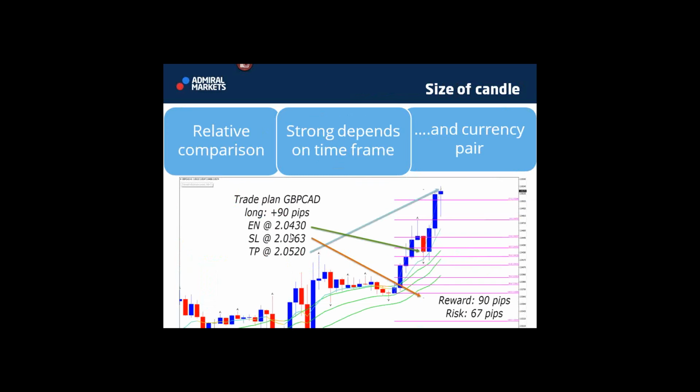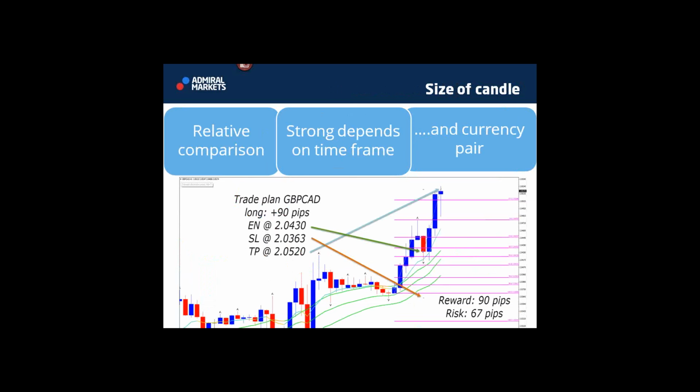The next thing we want to look at is the size of the candle. When I'm talking about size, it really depends on time frames. You want to basically just make a relative comparison of the recent candle to past candles. Is that relatively a bigger candle, or is it relatively a medium or a smaller candle? And that really depends on time frames.